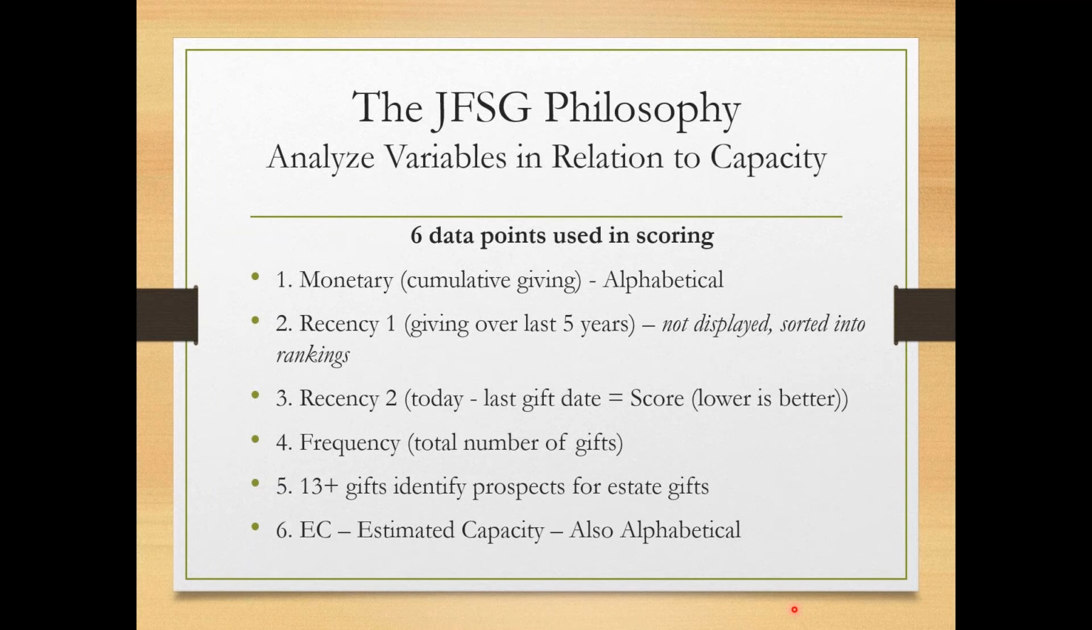And then also the frequency, and that's the total number of gifts. This tells us a lot, and it includes information about how inclined they are to give, because it's not so much the amount, but how frequently they give. As you see in number 5 there, 13 gifts or more is an indicator of this person maybe being a higher potential for an estate gift. But I want to say that 1 through 5, all these data points are really in relationship to capacity.